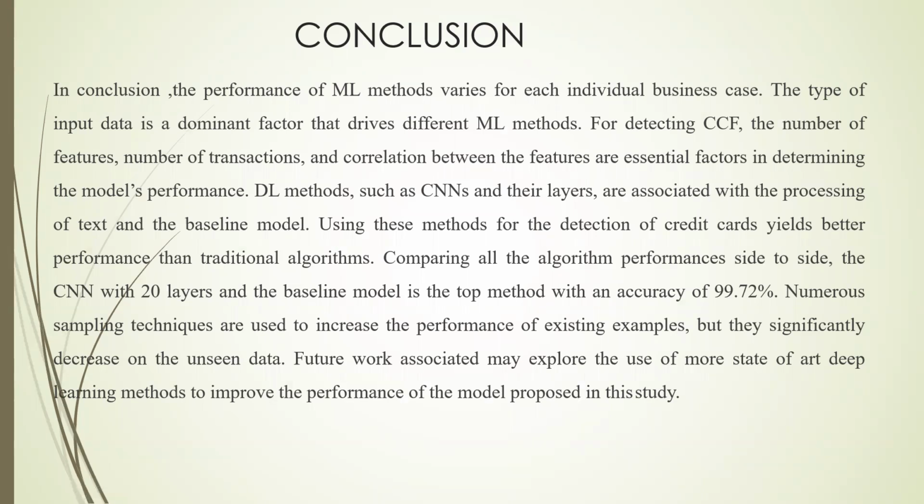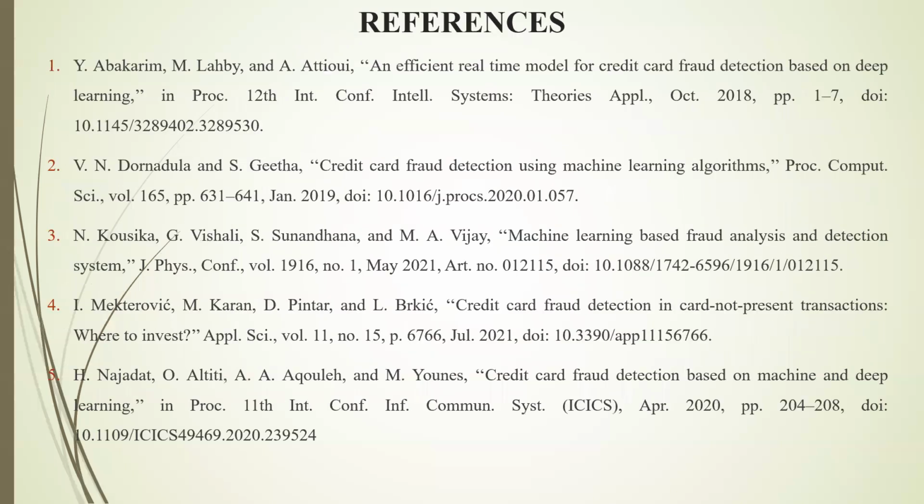Using these methods for the detection of credit card fraud yields better performance than traditional algorithms. Comparing all the algorithm performances side by side, the CNN with 20 layers and the baseline model is the top method with an accuracy of 99.72%. Numerous sampling techniques are used to increase the performance on the existing samples, but performance decreases significantly on unseen data. Future work may explore the use of more state-of-the-art deep learning methods to improve the performance of the model proposed in this study.